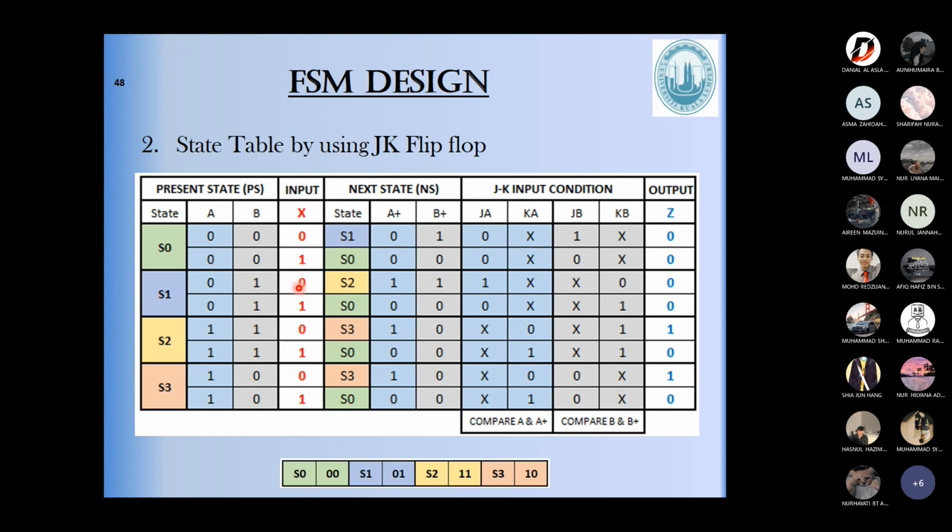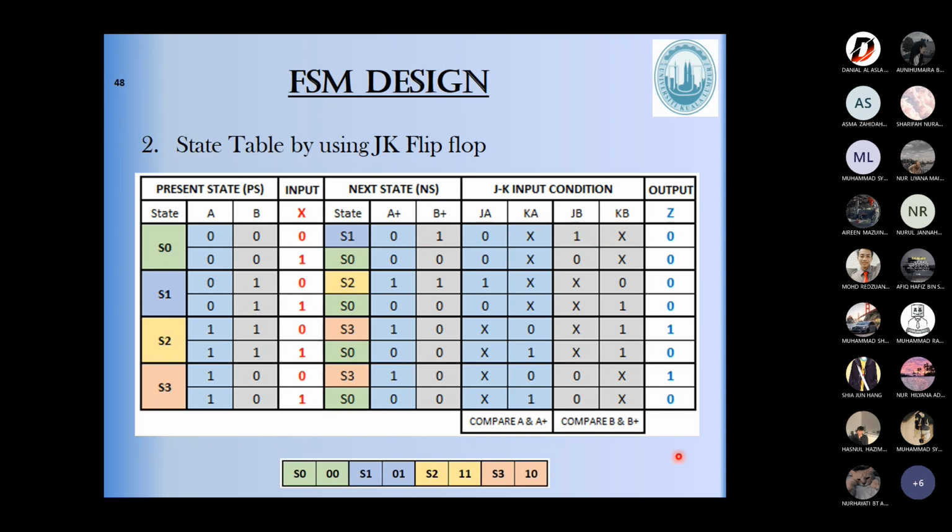State 1, meeting 0 going to state 2. Meeting 1 going to state 0. State 2, meeting 0 going to state 3. Meeting 1 going to state 0. State 3, meeting 0, loop balik dekat dia. And then meeting 1 going back to state 0. Okay, and then convert pula dia ke state-state ni kepada dia punya binary. Compare dapatkan JA, KA, JB, KB.